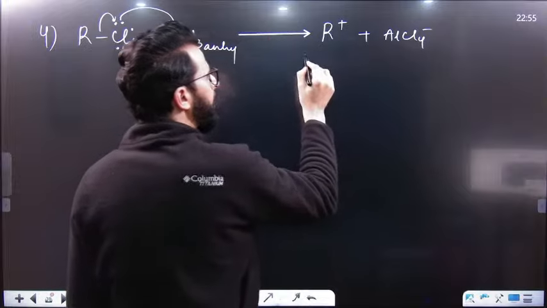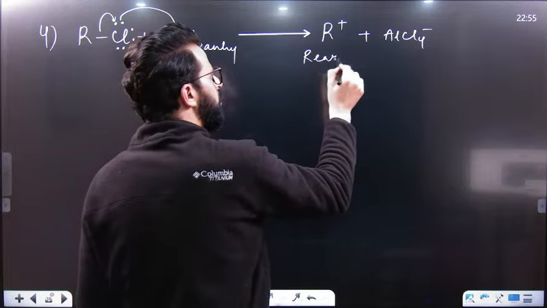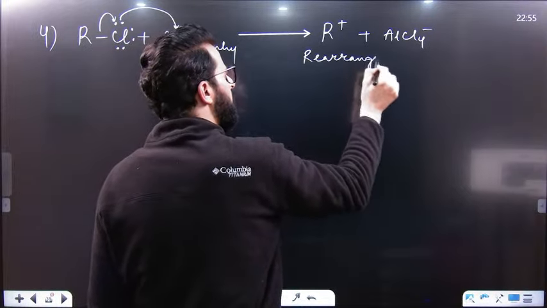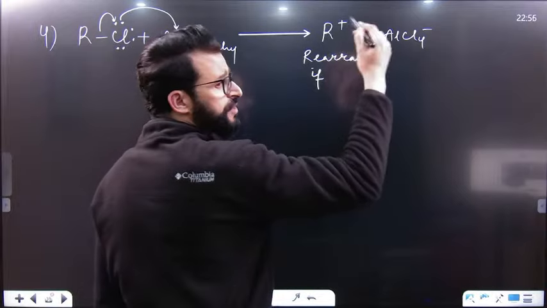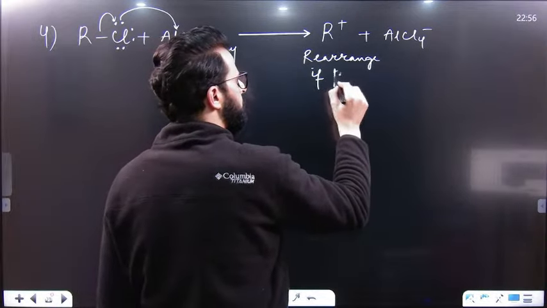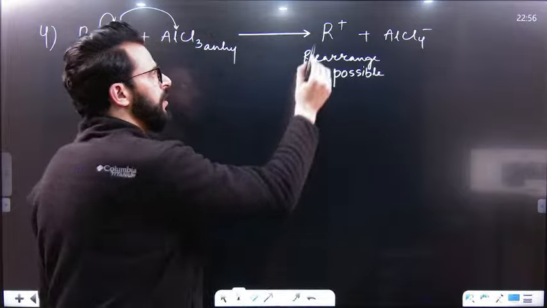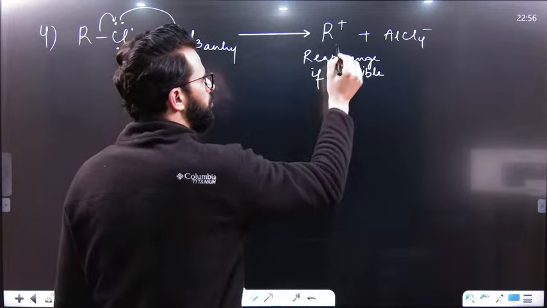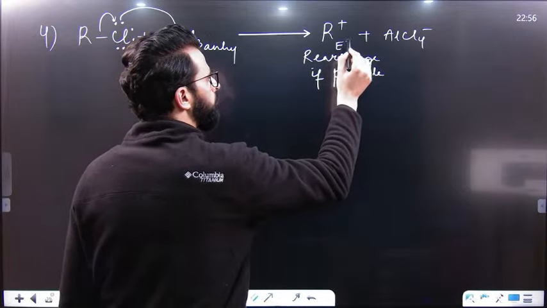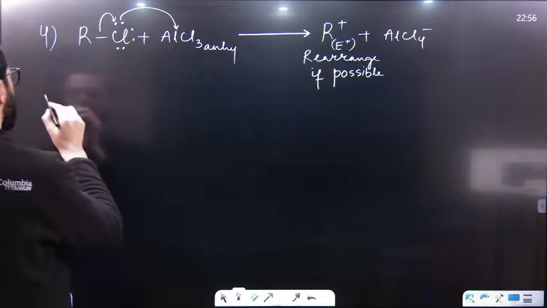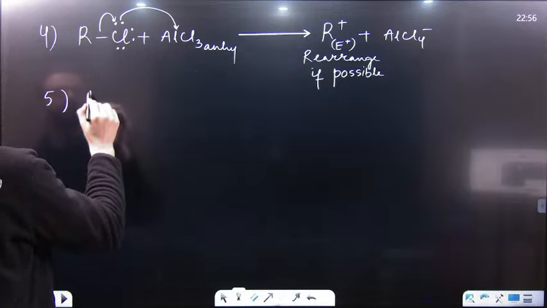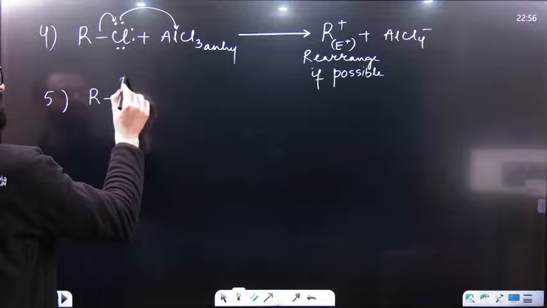Have a look. Carbocation is formed, so we have to rearrange if possible. Rearrange if the stability of the carbocation is increased. So, rearrange if possible. So this is an electrophile of this reaction. This is an electrophile of this reaction. After that, we will be having another one, that is Friedel-Crafts acylation.